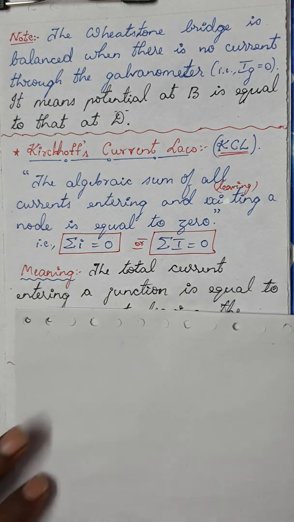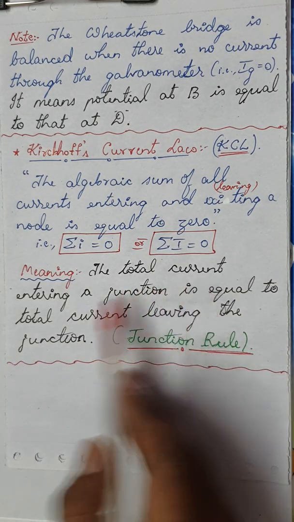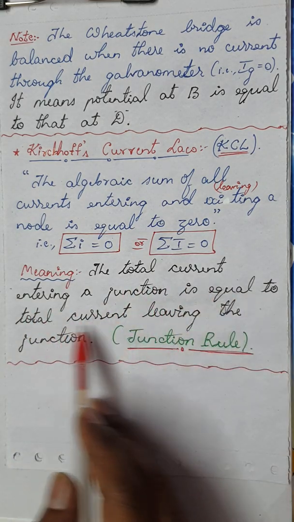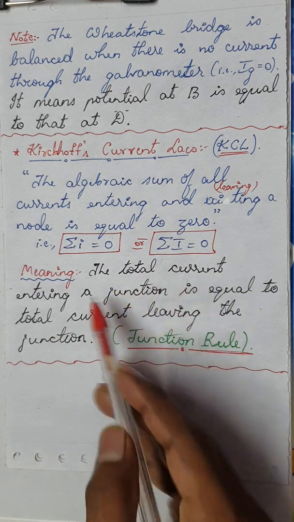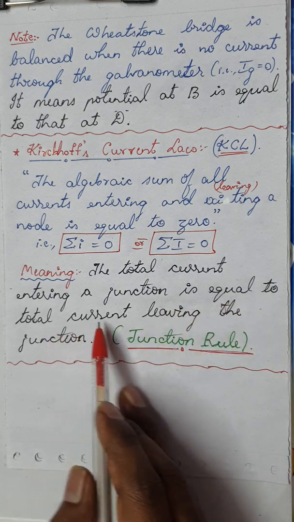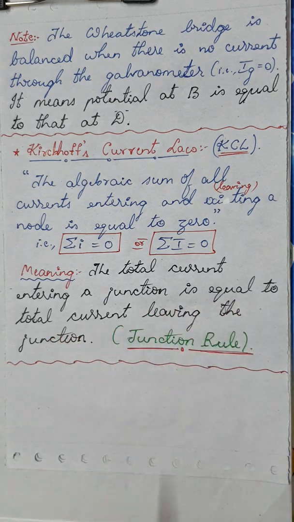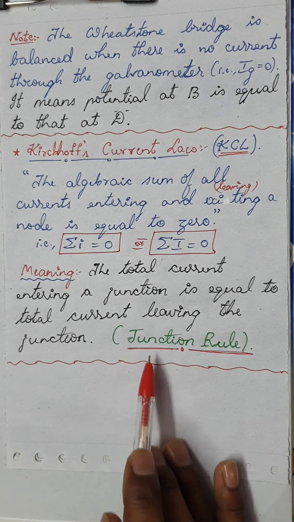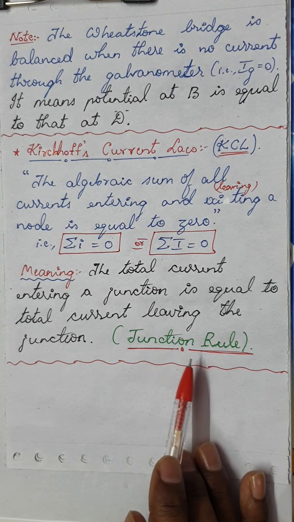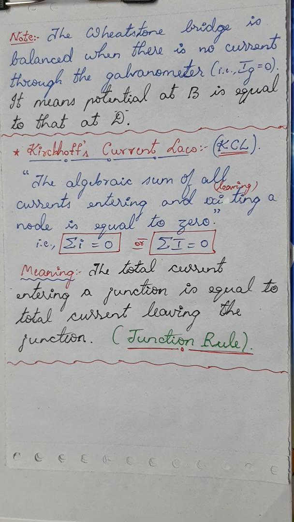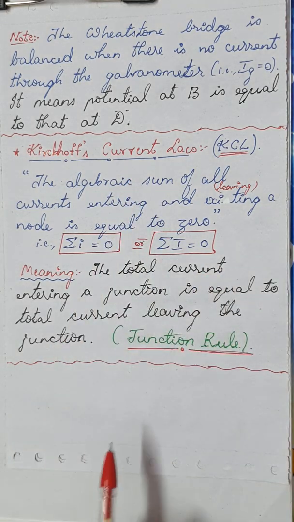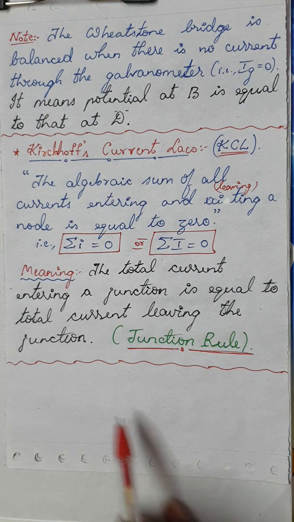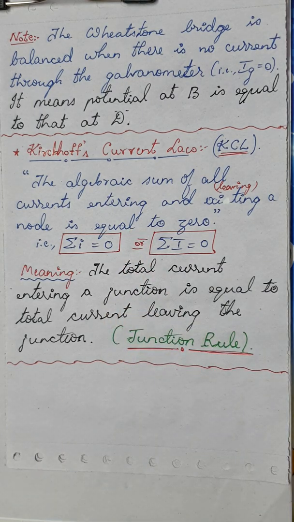Okay. Next, what is the meaning of this? The total current entering a junction is equal to the total current leaving the junction. Are you following? The total current entering a junction is equal to the total current leaving the junction. This is also called Kirchhoff's junction rule. Sometimes for 1 mark, they may ask you to define Kirchhoff's junction rule. So junction rule means it is the KCL, which is the current rule. Is it clear? This is the meaning of the KCL. Okay. Now we shall go on to KVL.